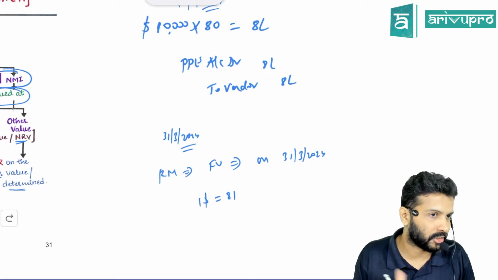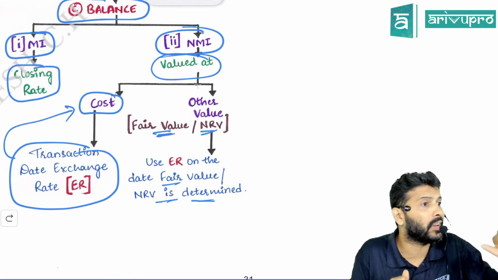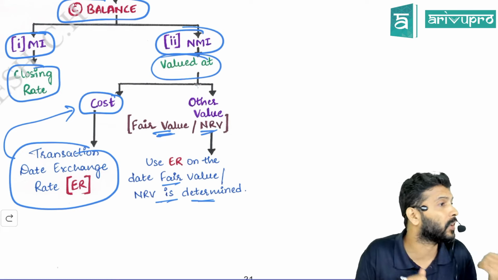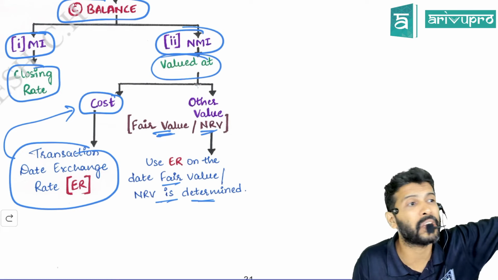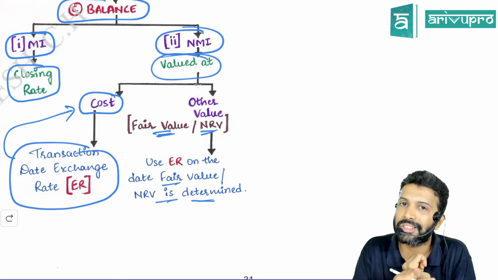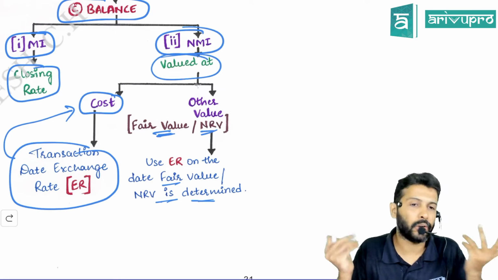That is what the standard says. So convert it using the exchange rate on the day you found out net realizable value or fair value. And exchange gain or loss is not as per AS 11. Exchange gain or loss will be as per the respective accounting standard. What is the respective accounting standard for PPE? Accounting Standard 10. Accordingly, you need to do the treatment.